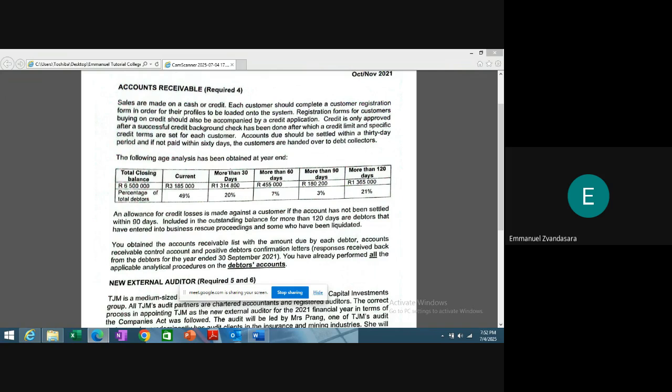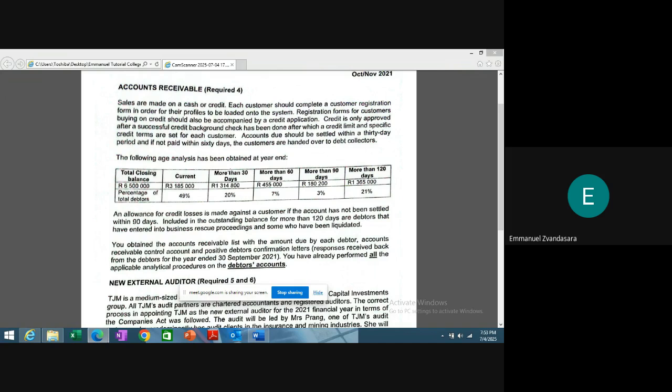So let's deal with total closing balance. So this is our age analysis. We have total closing balance of all debtors, or of the accounts receivable, 6,500,000. The current, let's just say we have not reached 30 days yet, is 3,185,000. Those who are more than 30 days, it's 1,314,800. Those who are more than 60 days, 455,000.